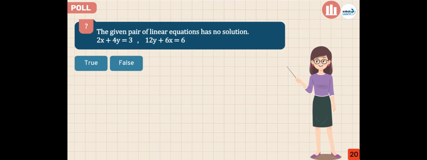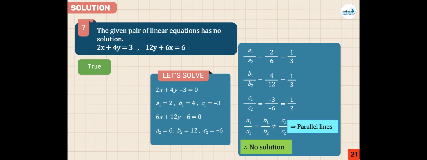Check whether the following has no solution. What is the condition of no solution? Means parallel lines. So a1 upon a2, b1 upon b2 and c1 upon c2. These are the values of a1 b1 c1, a2 b2 c2. Compared. So a1 upon a2 is equal to b1 upon b2, but it's not equal to c1 upon c2. It means it is parallel lines, no solution. Clear to each and everyone? Difference between intersecting, coincident and parallel.